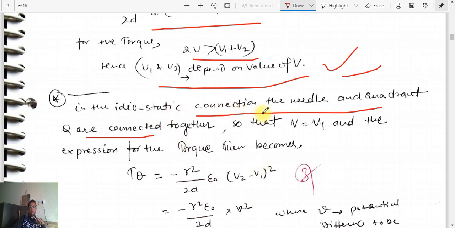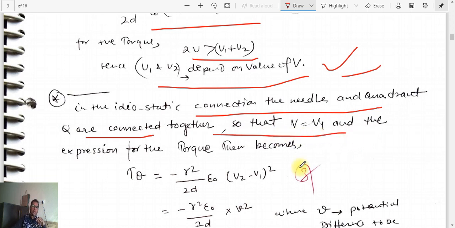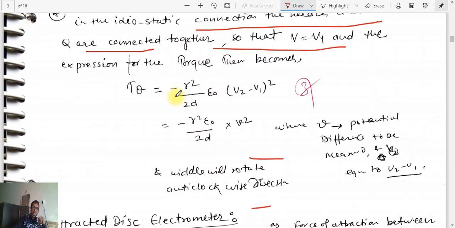we will check the connection. The needle and the quadrant Q are connected together so that capital V is equal to V1, and the expression for the torque then becomes tau theta is equal to minus r square by 2d into epsilon naught (V2 minus V1) square, and it will give you minus r square epsilon naught divided by 2d into V square. This is the potential difference to be measured, V equal to V2 minus V1.